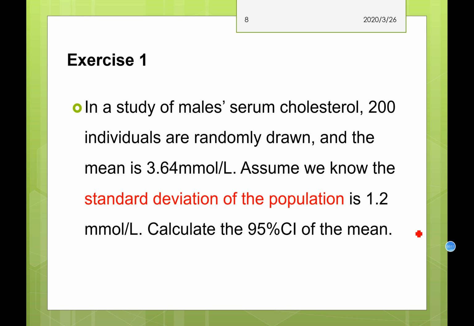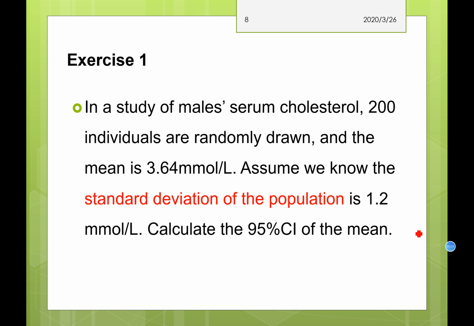In a study of male serum cholesterol, 200 individuals are randomly drawn and the mean is 3.64. Assume we know the standard deviation of the population is 1.2. Calculate the 95% confidence interval of the mean.